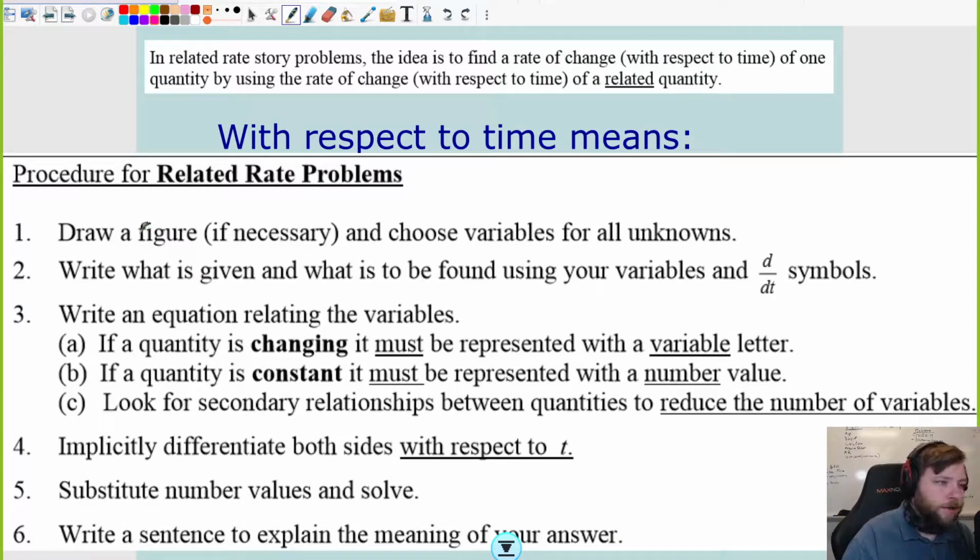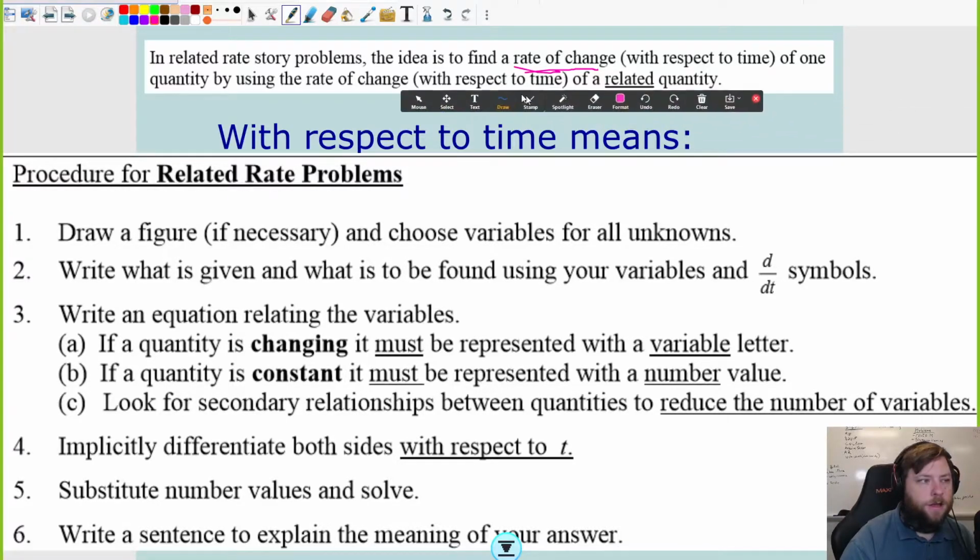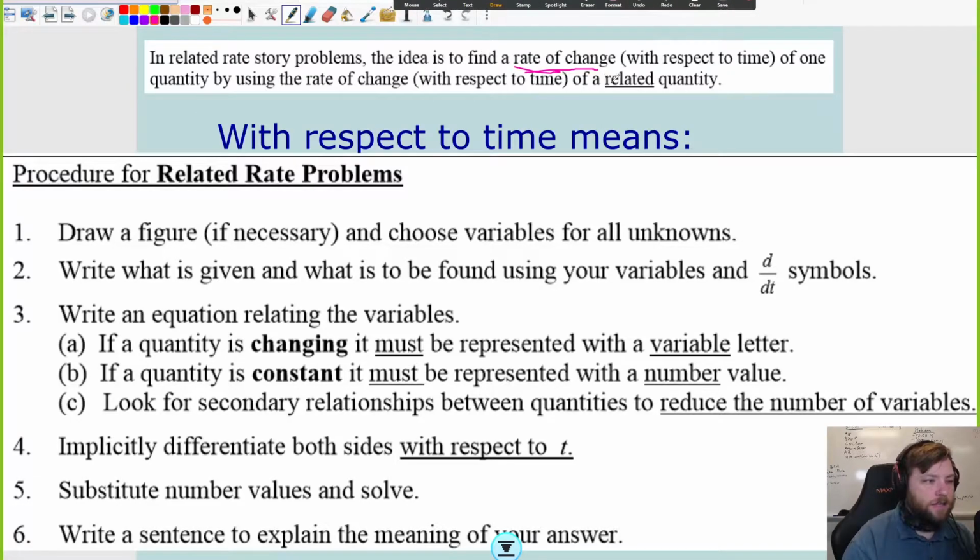If I were to define related rate story problems, the idea is to find a rate of change with respect to time of one quantity by using the rate of change of a related quantity. So you've got to find rates of change of quantities.